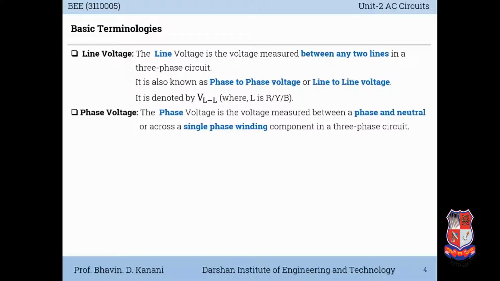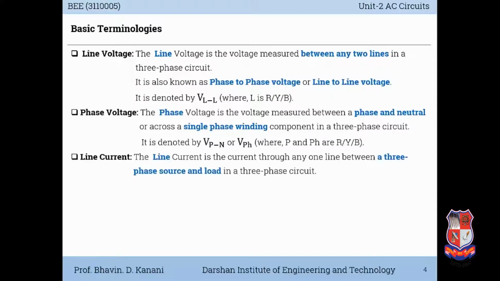Phase voltage. The phase voltage is the voltage measured between a phase and a neutral or across a single phase winding component in a 3-phase circuit. It is denoted by VPN or VPH, where P and PH are either R, Y or B.